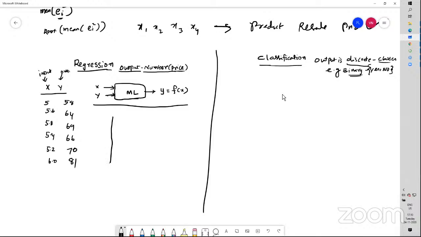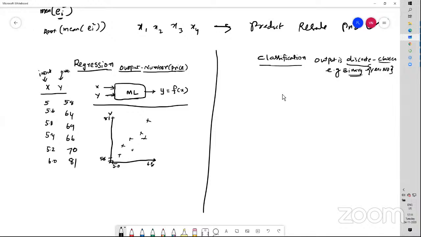First of all, let's see X and Y in the form of a plot so that we will understand how it works out. X is ranging from 5 to 6, Y is ranging from, let's say, 58 to almost 81. I'm not giving the complete scale, so here the scale is truncated. So let's plot these points. Maybe it looks like this. This is how the data looks, right?